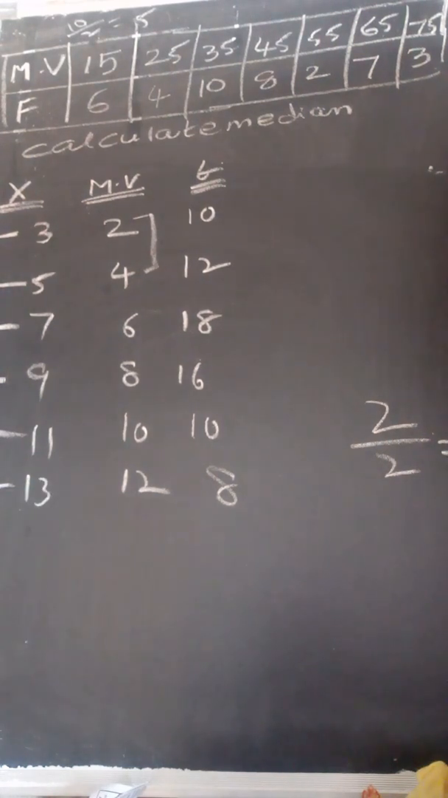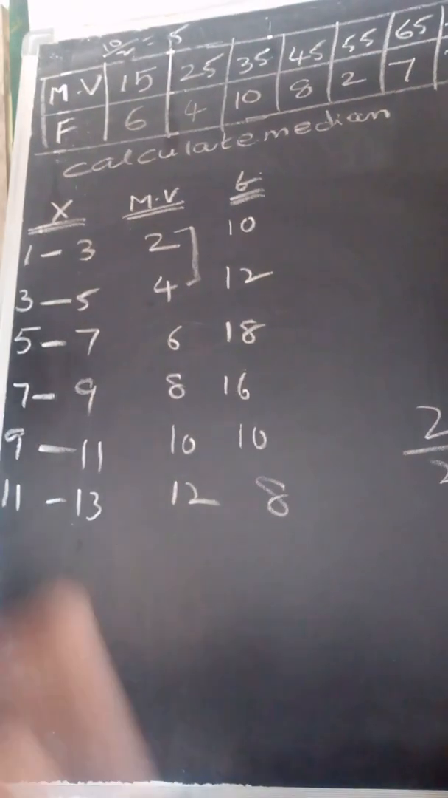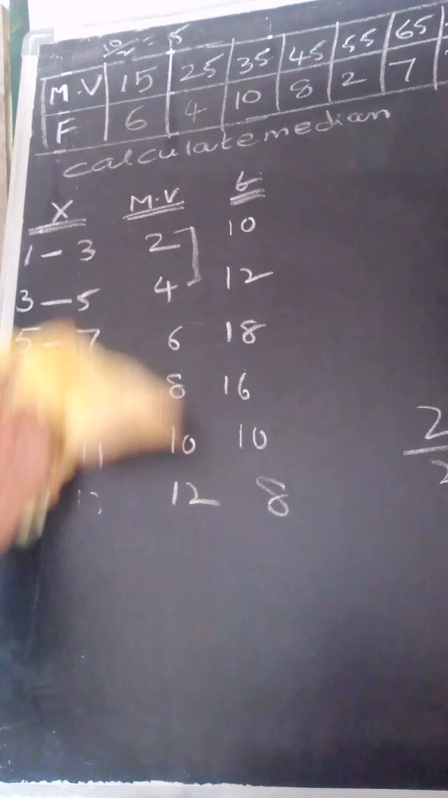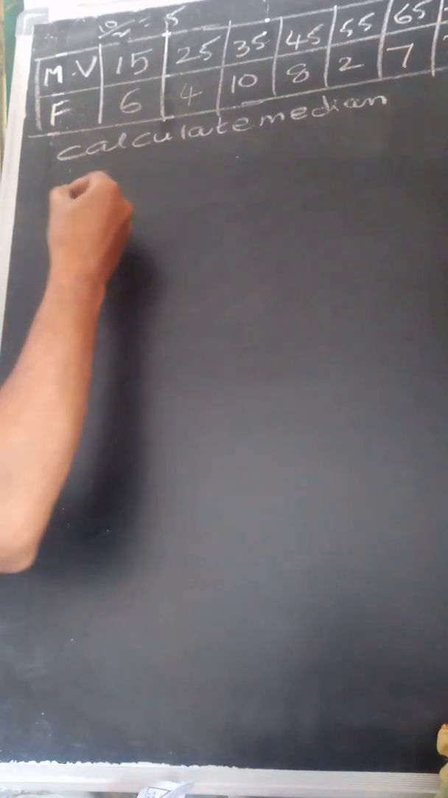Try to learn that when mid values are given, they should be converted into the variable x. That is very important. These are all very important questions, my dear students. You should learn. And one more thing, sometimes they will give a question in an inclusive series. See one more example.